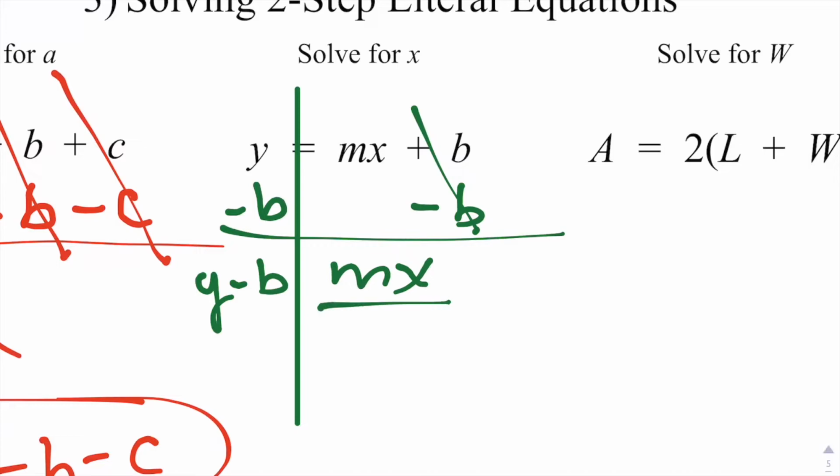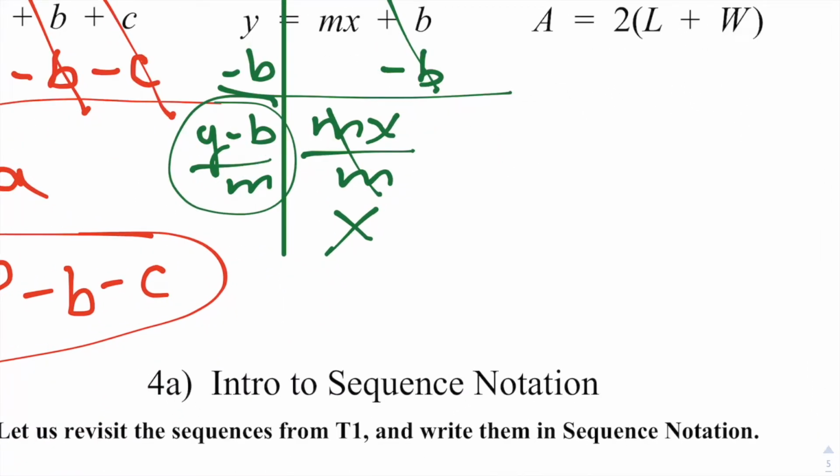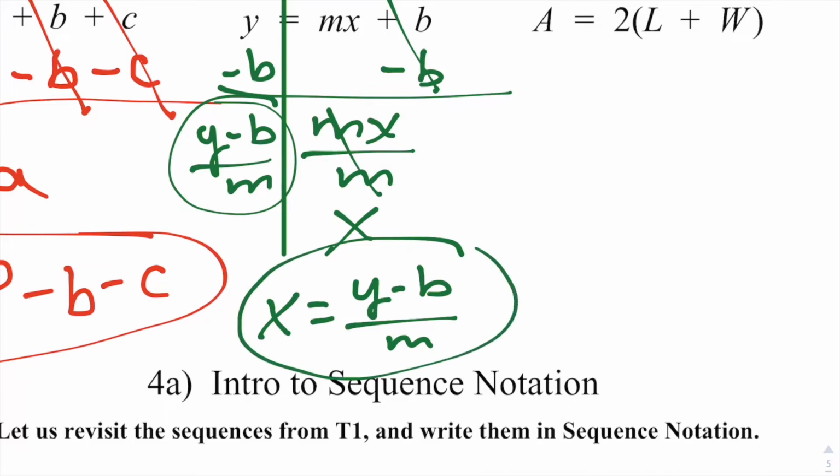I'm still trying to solve for x, so I have to divide both sides by m. I'm left with x on this side because that cancels, and I'm left with this ugliness over here. So to write that a little cleaner, I would come down in here and go x equals y minus b divided by m. And that would be my solution right there.